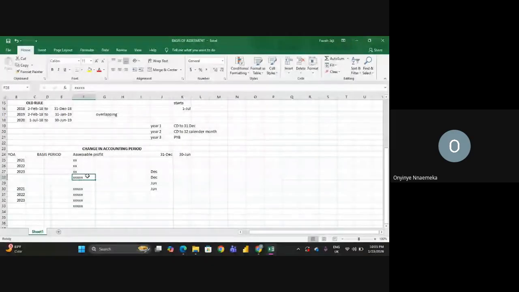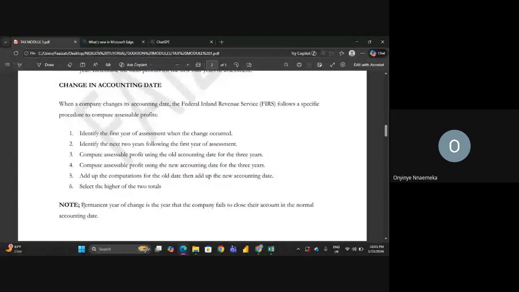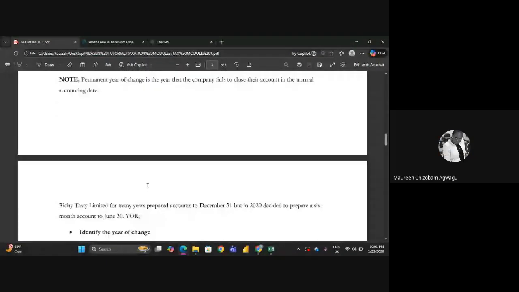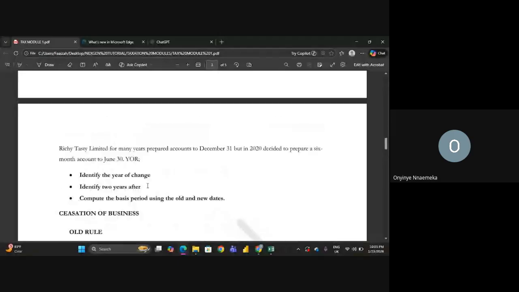If this one is higher, you pick the old date. If this one is higher, you pick the new date. After this one, you can now start using your new date and you'll be a normal existing business. Let's check an example. Okay, this is one example.